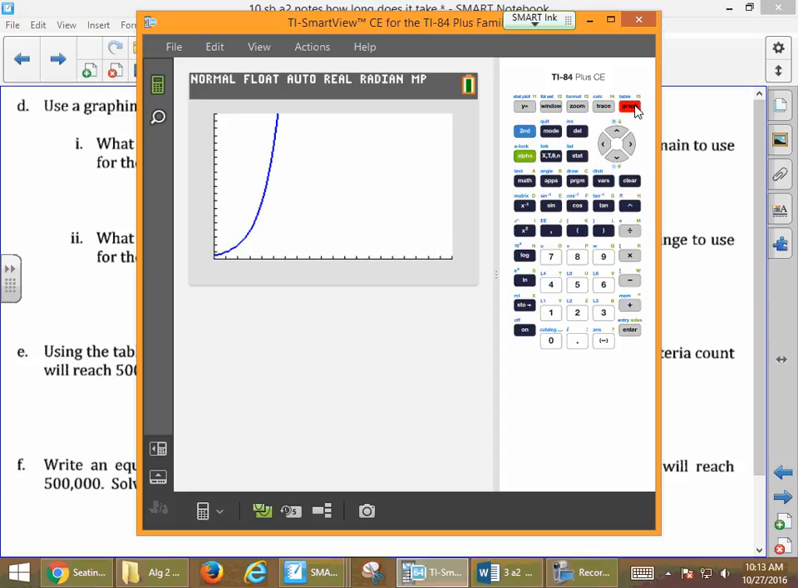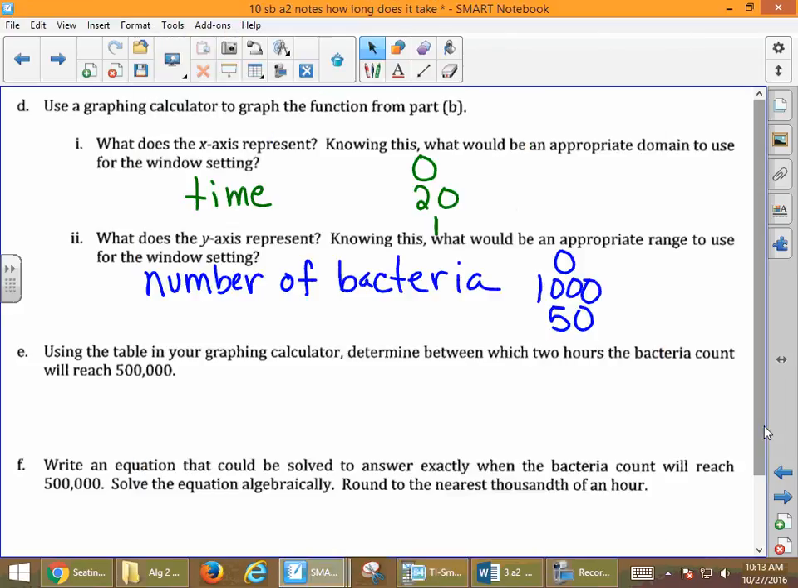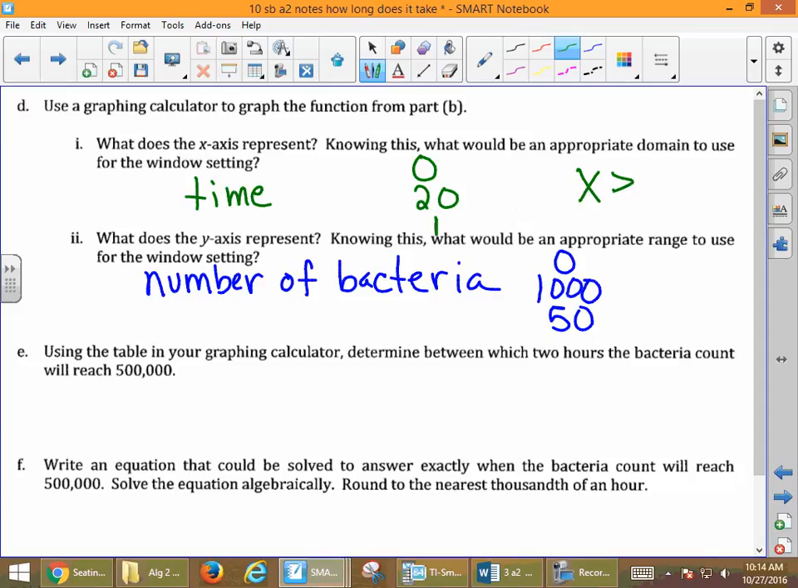And we didn't actually have to do that on the problem, but we talked about what we were just looking at, so I wanted to put that in there. But if you look at that, it says, what would be an appropriate domain? X is greater than 0. What would be an appropriate range? Y is greater than 0.